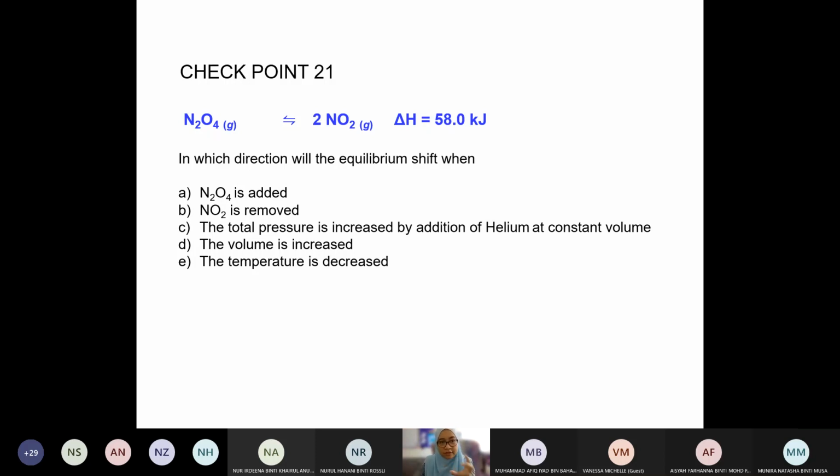Tapi sometimes soalan can be tricky. Instead of giving you directly in terms of pressure, the question gives you in terms of volume. So what you need to do is to relate with pressure. Then only you can predict, oh, pressure is lower. How can we increase the pressure? We can increase the pressure by moving to the side that has more molecules, because more molecules produce more pressure. Okay, the total pressure is increased by addition of helium at constant volume.